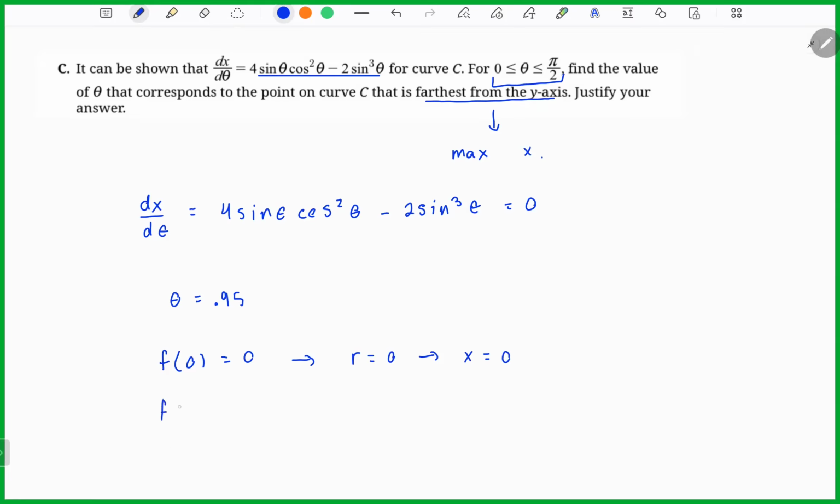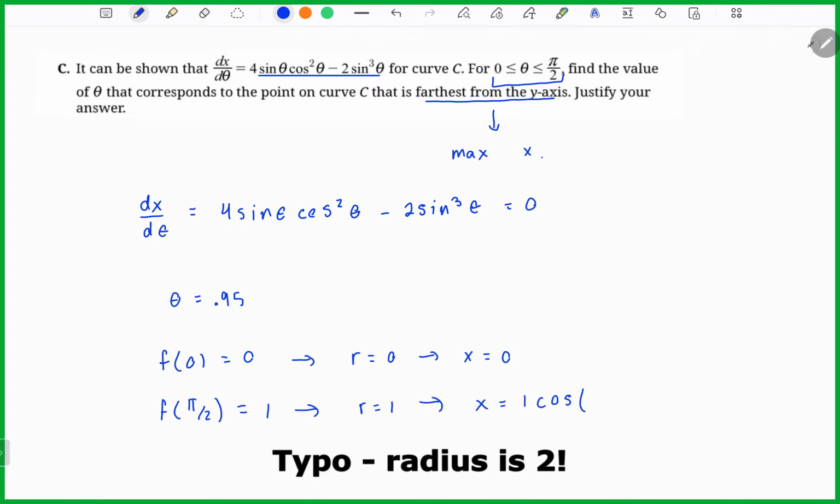And if we look at f equals pi over 2, our other endpoint, in that case, our radius is 1. However, x, which is 1 times cosine pi over 2, is still 0. And so we can see that indeed we have found the global maximum on our interval. I will leave it to you to actually write this up in a paragraph response.